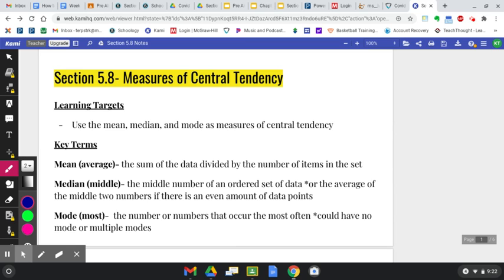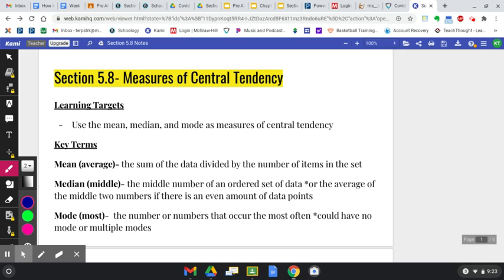All right, let's get into section 5.8. It kind of takes a turn away from the rational numbers in a sense, and we're going to look at measures of central tendency, which means measures of center of sets of data. And we're going to use the mean, median, and mode as our measures of central tendency.